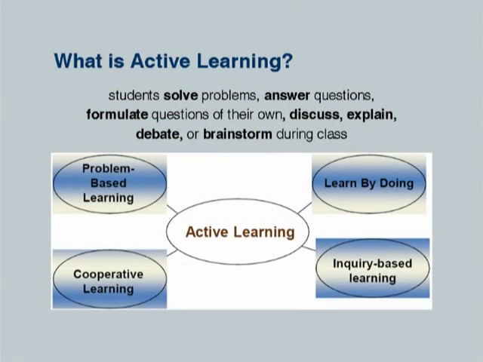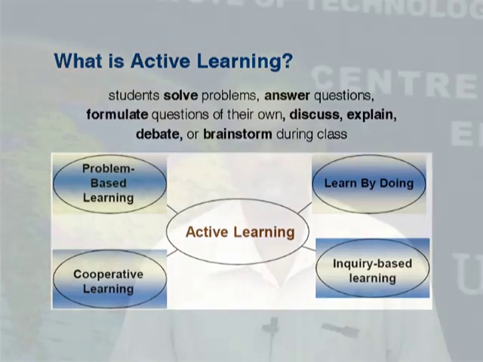When we say active learning, it's not a technique. It's rather a broad approach to teaching and learning. It could take different forms. For example, it could be problem-based learning. It could be learning by doing. It could be group work, cooperative learning, collaborative learning, or inquiry-based learning. The basic point in active learning is whether the learner is actively engaged with what one is learning. That is the central point. When that happens, there is learning taking place, and it is a deeper kind of learning.